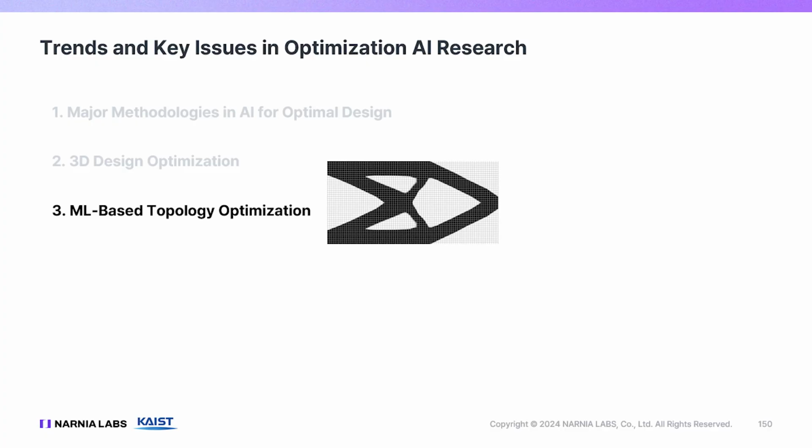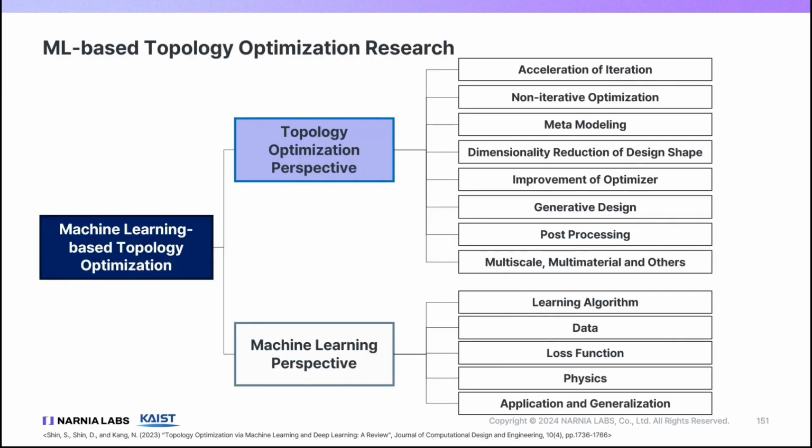Now for the last part, let's look at machine learning-based topology optimization. There have been a lot of attempts to incorporate AI into topology optimization. So many papers have been published on this topic, and we even wrote a review paper ourselves. Today, based on that review paper, I'll briefly introduce the perspectives on how AI has been applied to topology optimization.